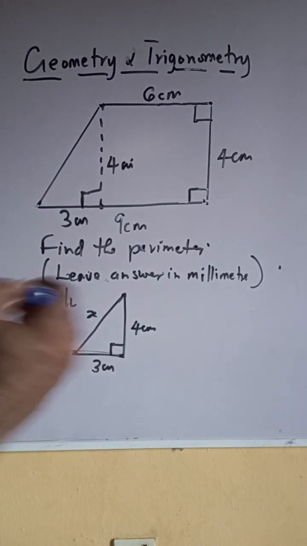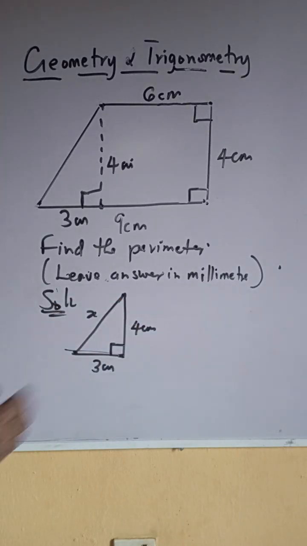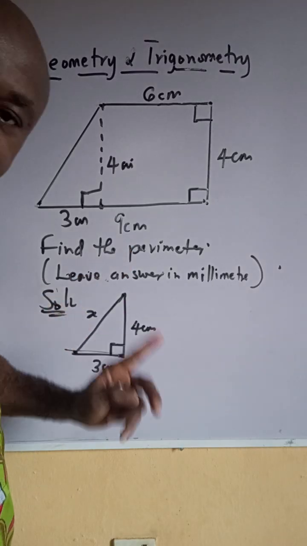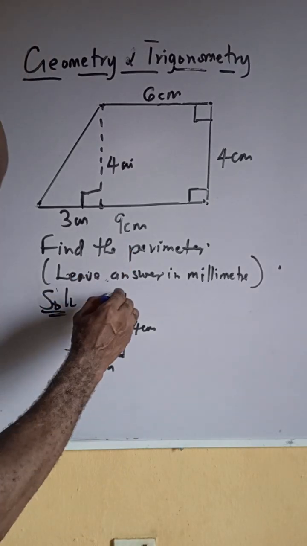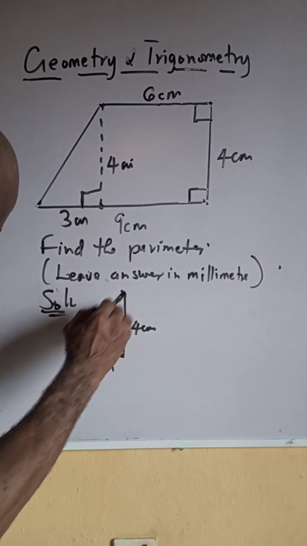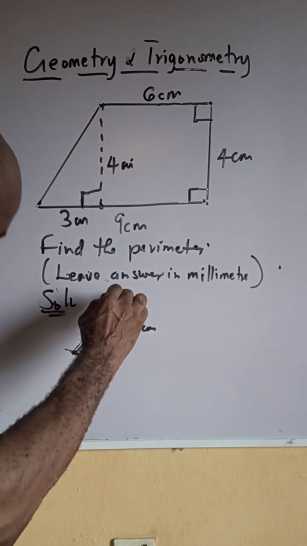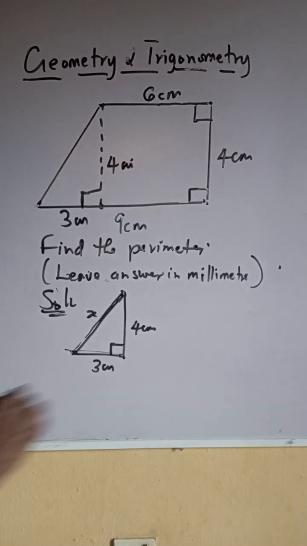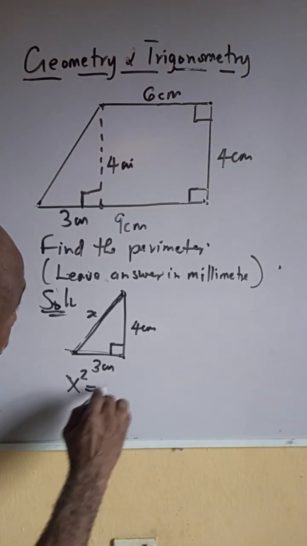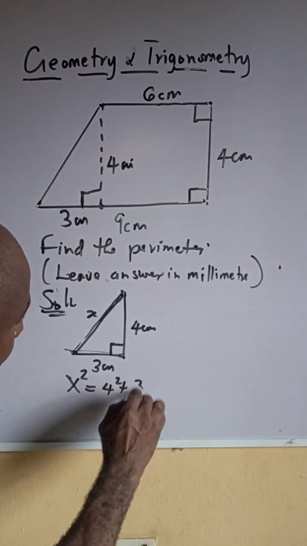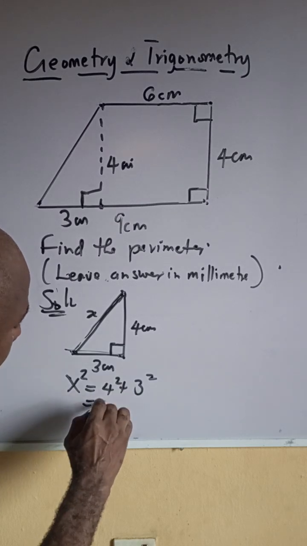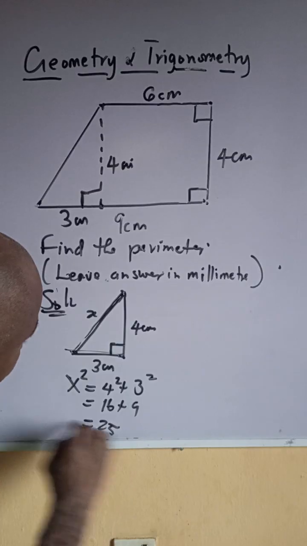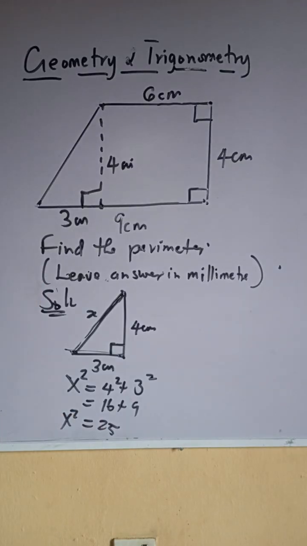So using what we call Pythagoras rule, which says that in a right angle triangle, the square of the hypotenuse, this longest side, is equal to the sum of the squares of this and this. So without wasting time, x square is equal to 4 square plus 3 square, which is equal to 16 plus 9, which is equal to 25. So x square is equal to 25.